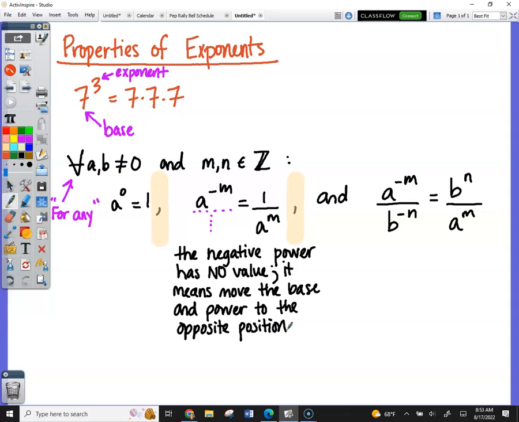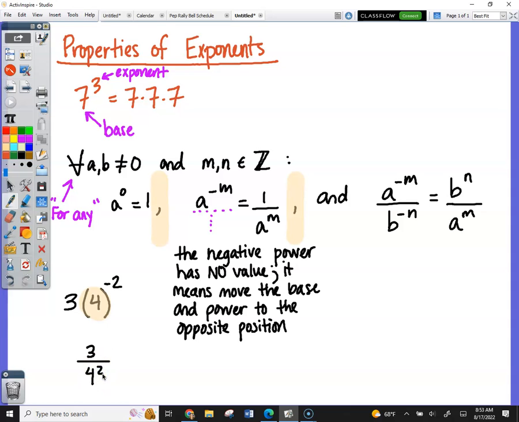Let's say we had 3 parentheses, 4 raised to -2. If I said to clean this up, that means get rid of negative exponents. You have to look at it carefully. That -2 is only attached to the 4. So don't move the 3 just because it's there. The 3 would stay on top, and I'd end up with 4 squared on bottom.